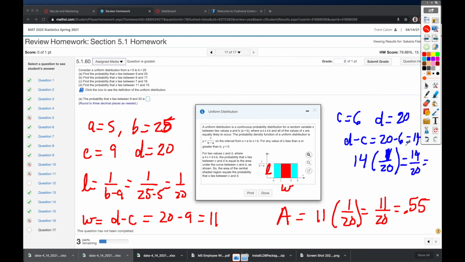Toss that into the calculator to get your percentage. 14 out of 20 is going to give me 70%, or 0.7. And that's my probability, 0.7. You just continue on down.